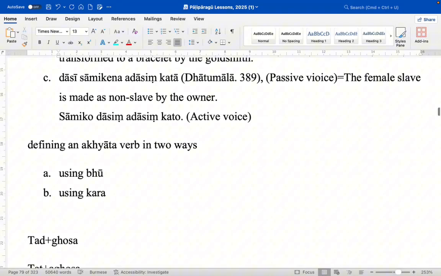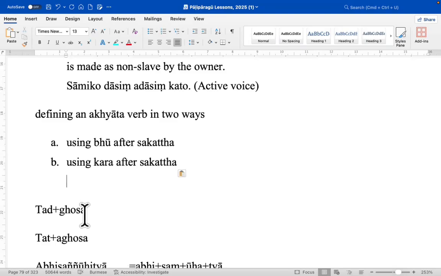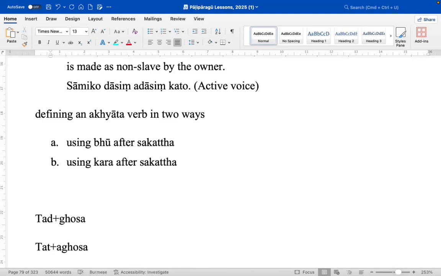So for example, how? Using Gotrabhū after sakata. Okay, what is sakata? You will understand later. After sakata. Sakata means one's own meaning. So with an example, you will understand. For example, the example given here, Purisabhaddam.